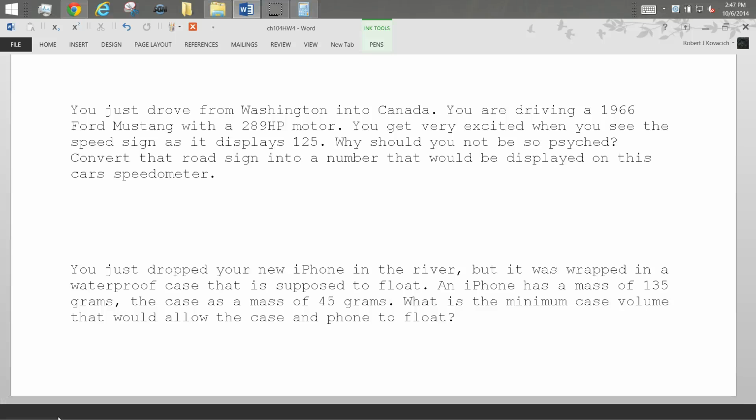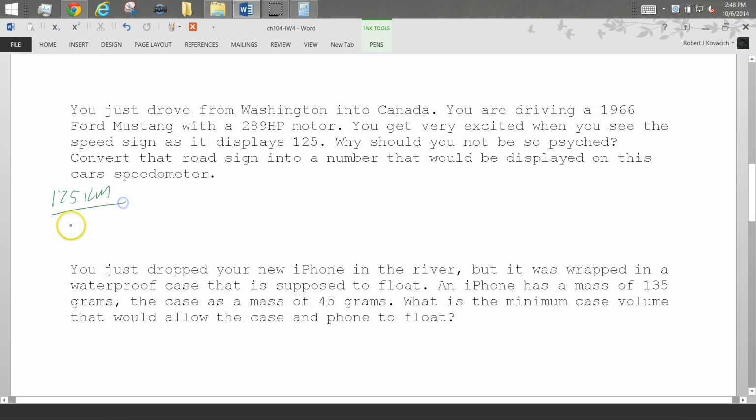So you drive from Washington into Canada, and the sign displays 125. Why should you not get super excited? Because it's in kilometers per hour, right? It's not miles per hour. So how do I convert this, because a 66 Mustang is not going to have kilometers on the speedometer next to the miles per hour? So how do I do that? It's 125 kilometers per hour.